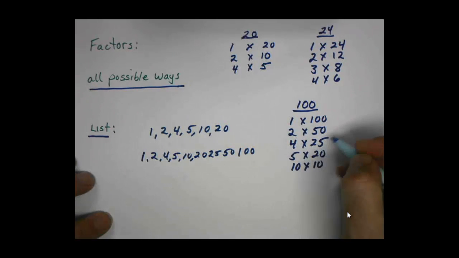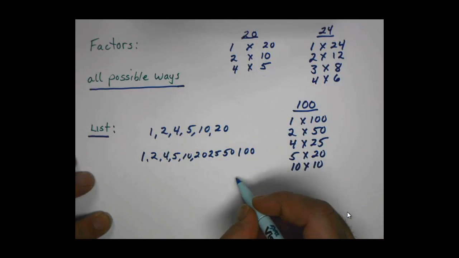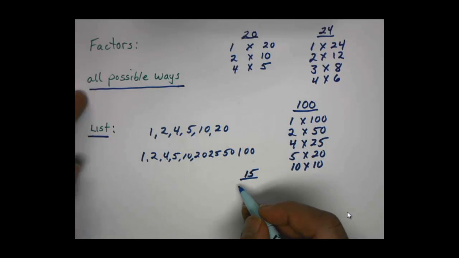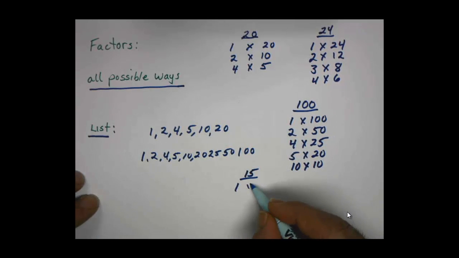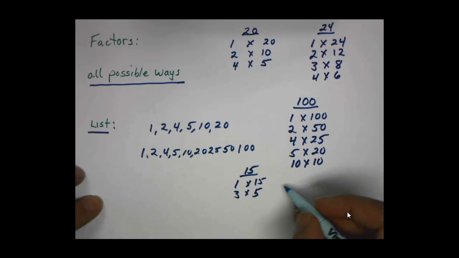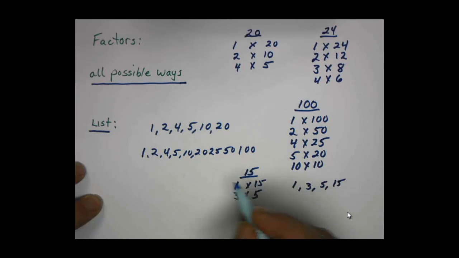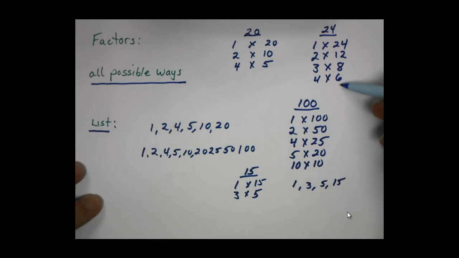So let's do one more just to make sure we're clear on this. So let's look at 15. So if we're doing it all possible ways, we're doing 1 times 15. 2 doesn't go in, 3 does, and 5. Okay, so that's listing in all possible ways. And then since I have the answer already, I'm just simply going 1, 15, 3, and 5. So all possible ways is this.